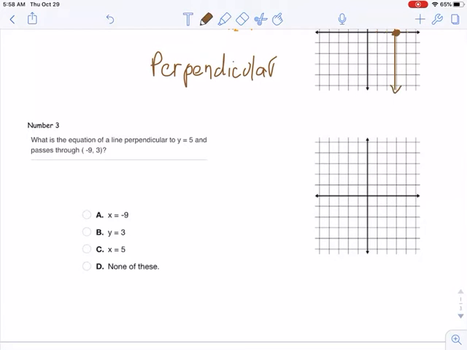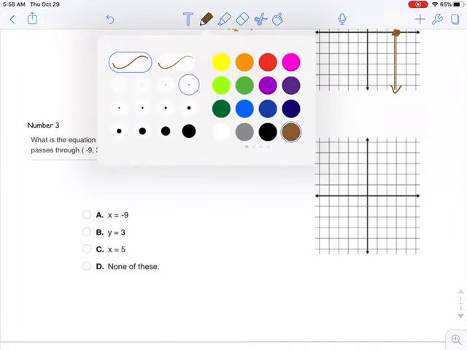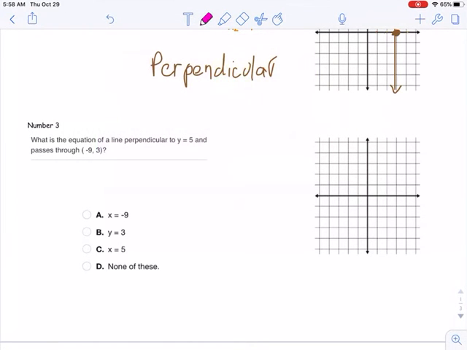All right. What is the equation of a line perpendicular to y equals 5 and passes through negative 9, 3? Okay, so y equals 5. Now remember, this is the y-axis, so I need to go 1, 2, 3, 4, 5 up here. All right, and then now I need it perpendicular to y equals 5 and passes through negative 9, 3.